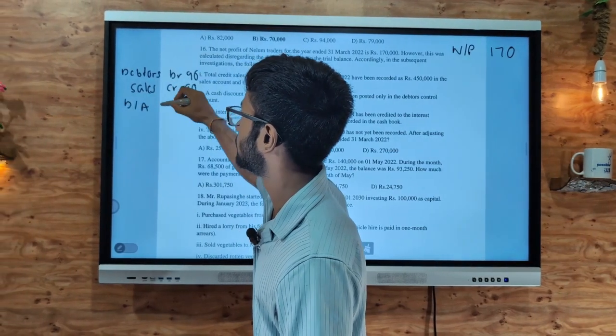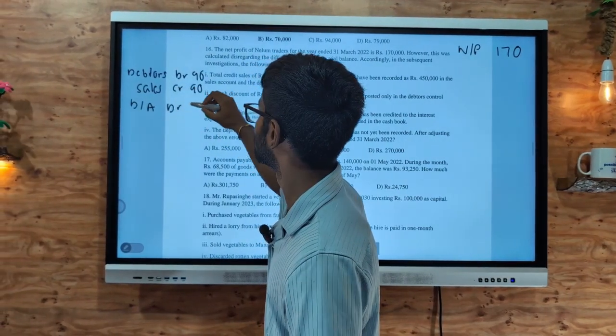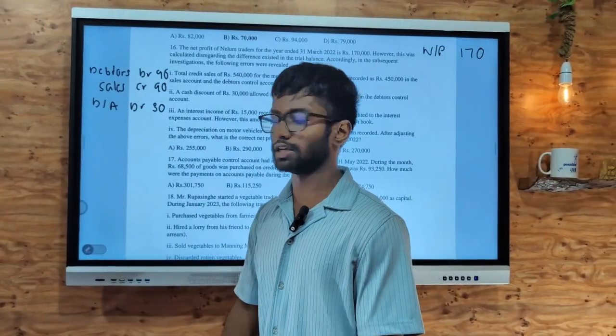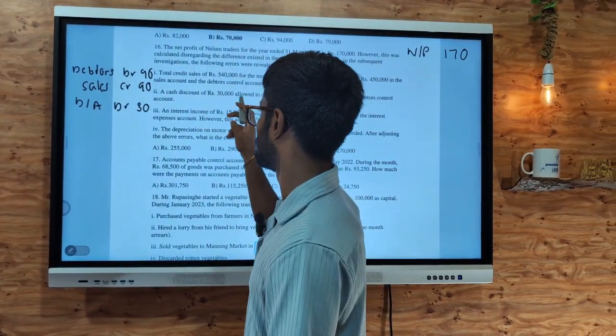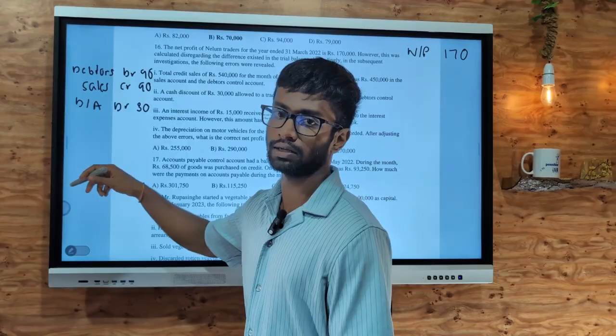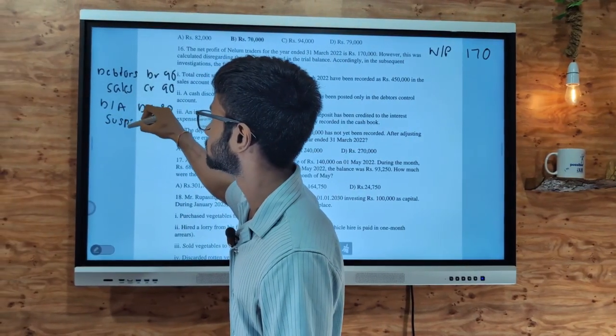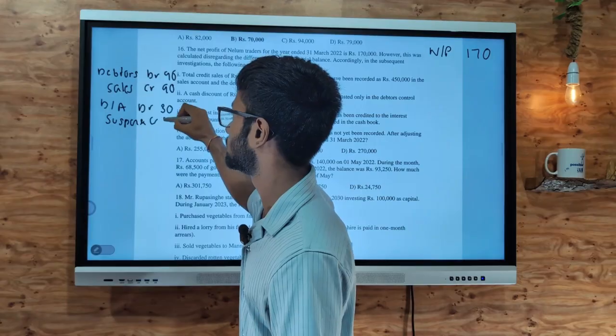discount allowed should be debited by 30,000 because you haven't recorded that. You record it as an expense. Here it was recorded in the debtors correctly. So since this is a single entry error, you have to put it here. Suspense credit 30.